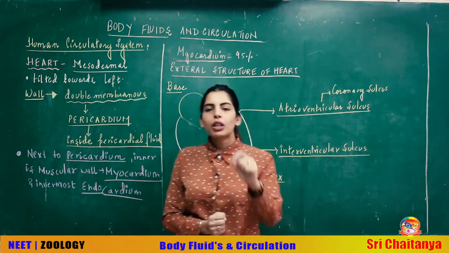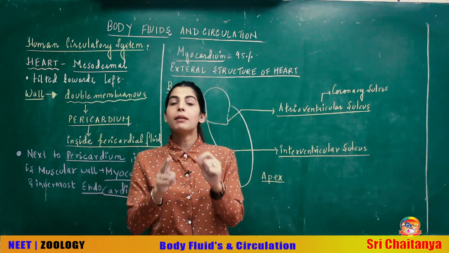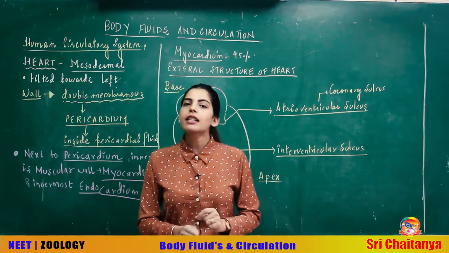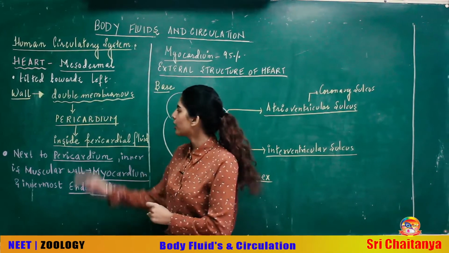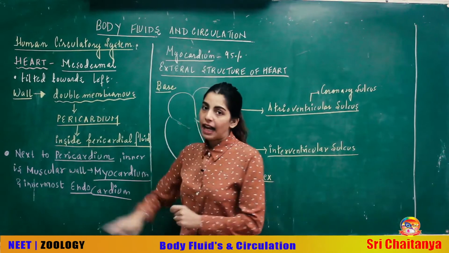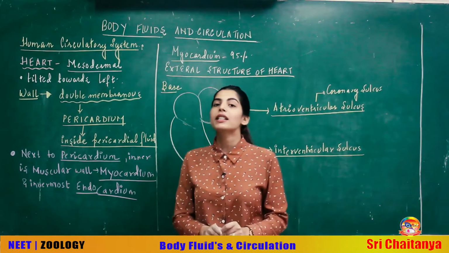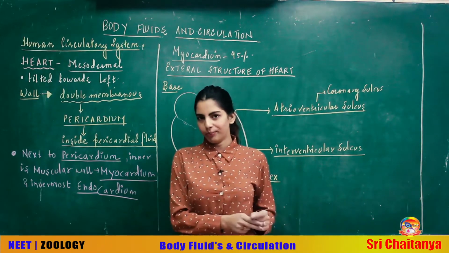Now talking about the wall of the heart, just like your lungs were made up of double membranous pleural membrane, in the same way your heart is covered with a double membranous outermost pericardium, and this double membranous pericardium has a fluid in between which is called the pericardial fluid.